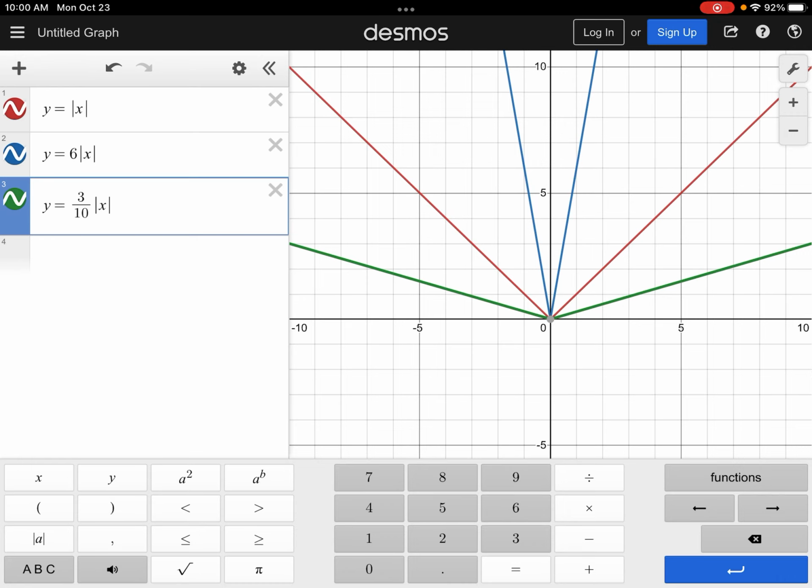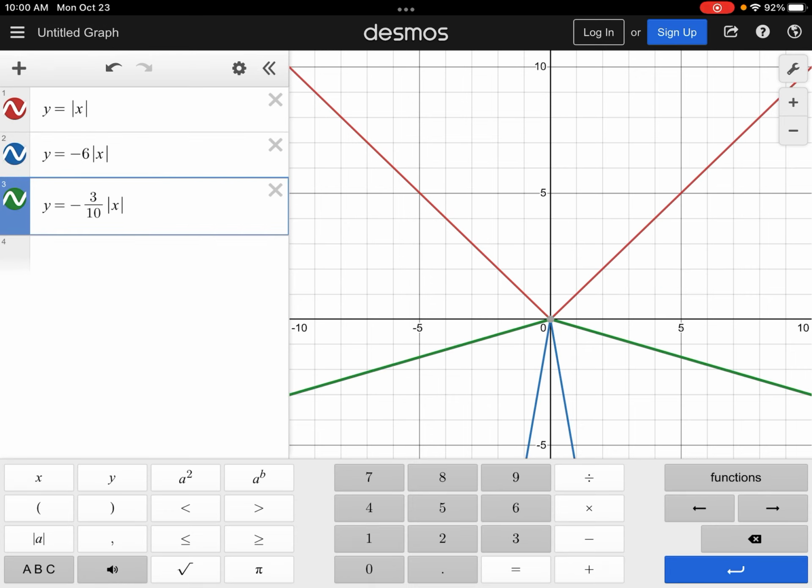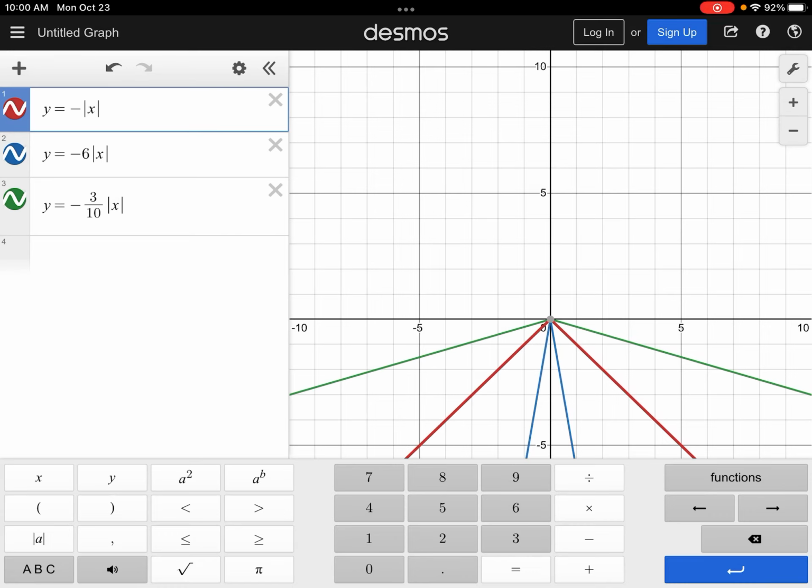Now the last thing we can do is change whether this value is positive or negative. So for example, if I make this 6 absolute value of x into a negative 6, notice that it changes the direction of the graph. It was pointed upwards, but now it is pointed downwards. It makes these values all negative. Same thing with the 3/10. If I make this negative, it now flips across the x-axis and is pointing downwards. So if I make this negative, it is going to point downwards, not upwards, okay?